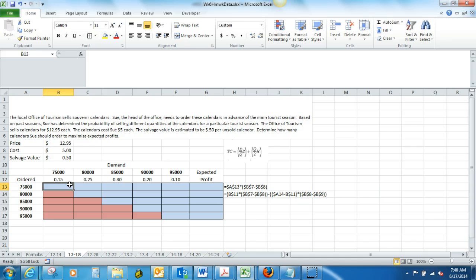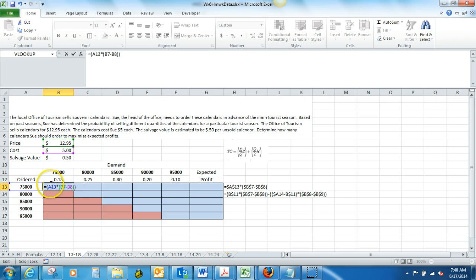Okay, so we are going to put an equal sign, and we are going to click on our ordered quantity and multiply that by an open parentheses, and we're going to do our B7 minus our B8, close our parentheses, and we have to do some absolute referencing.